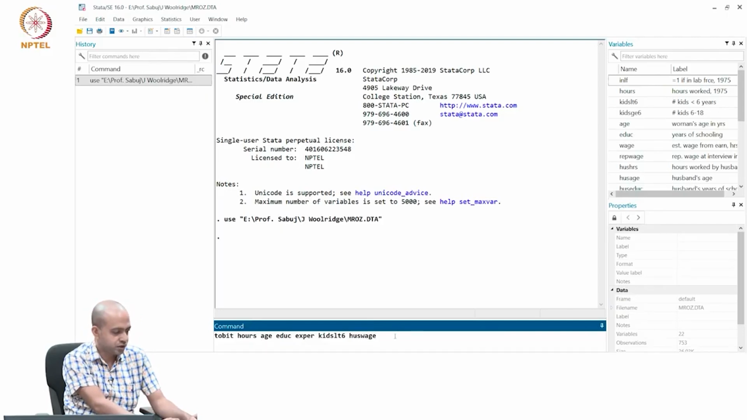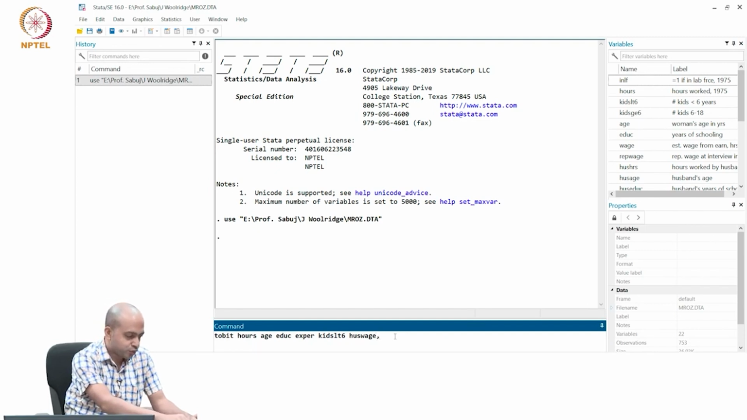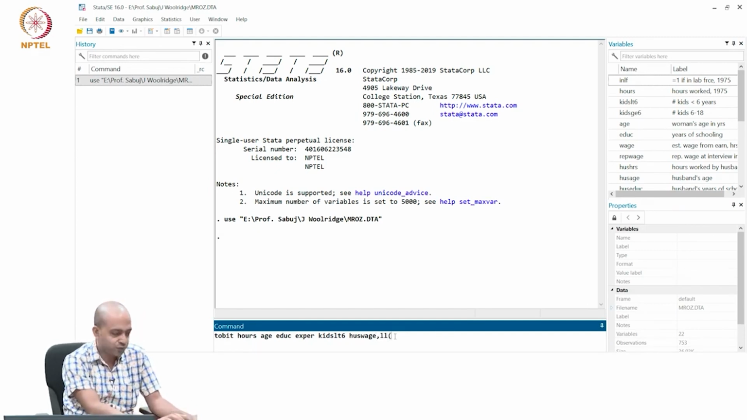These are the model's explanatory variables, and then what you have to put? You have to put the censoring. Okay. Since we are putting censoring from below, it is called LL. LL is for lower limit.